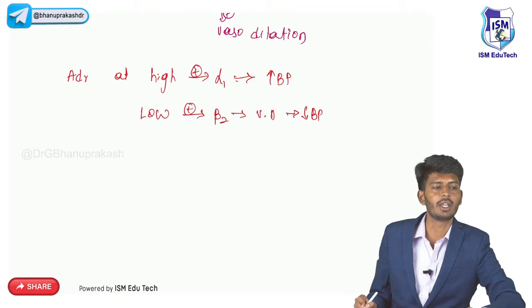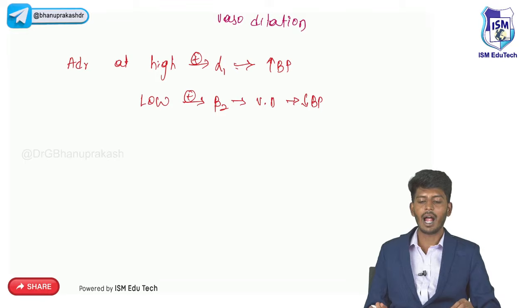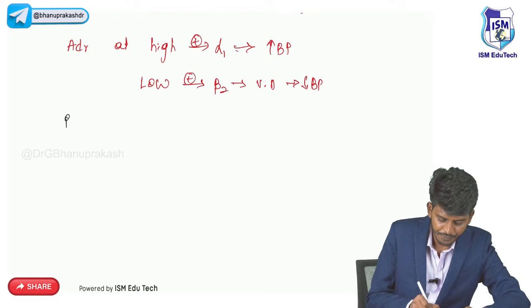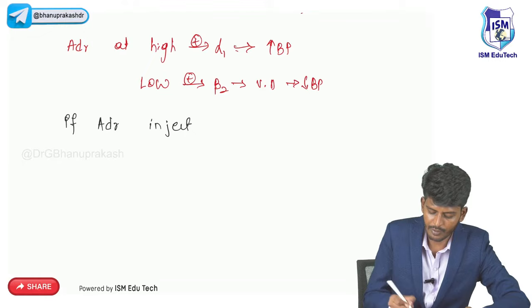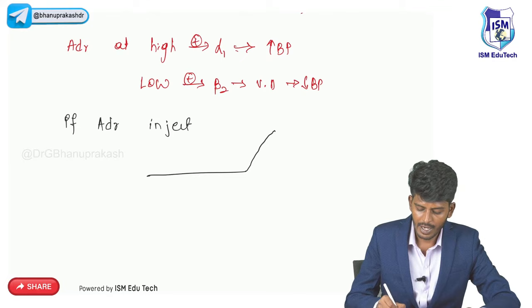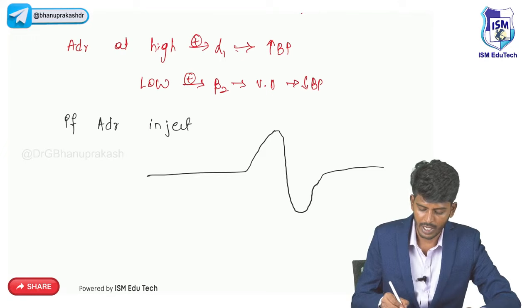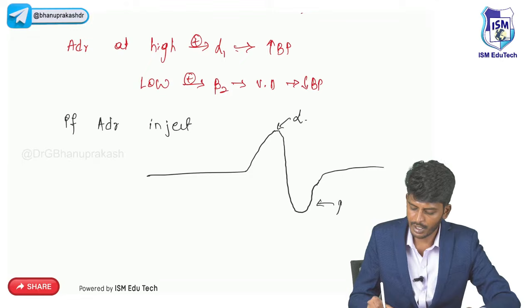So adrenaline at high concentration, alpha 1 increases BP, at low concentration beta 2 decreases it. Okay, so exactly what happens if adrenaline is injected? Initially this was the flat line of BP. Initially BP will be raised, later BP will come back to normal and then fall down, and this is the story. So in this stage there is an alpha effect and here there is a beta 2 effect. This is only a vasomotor phenomenon.